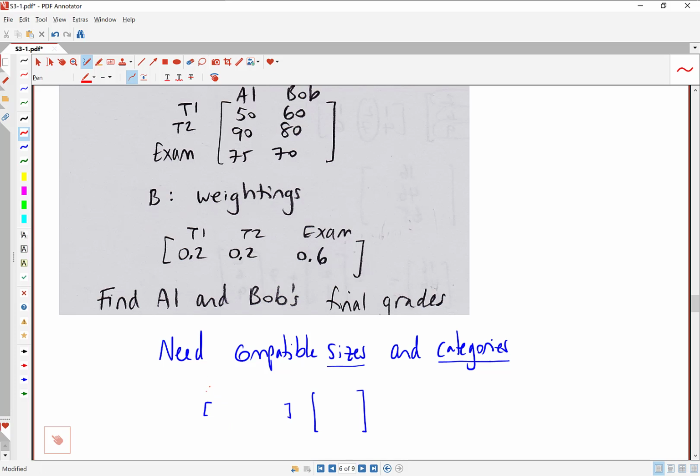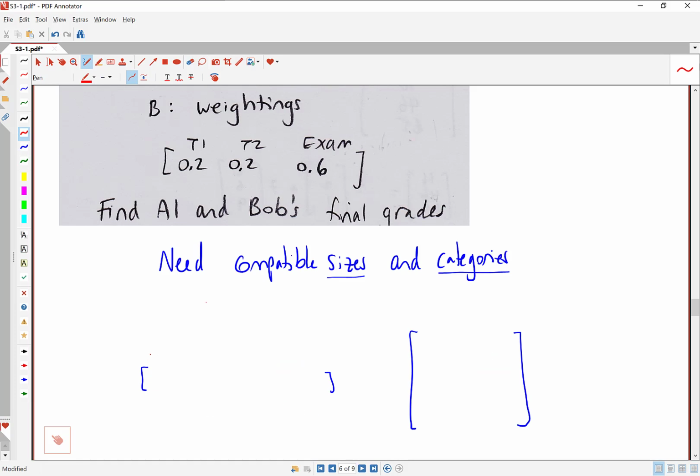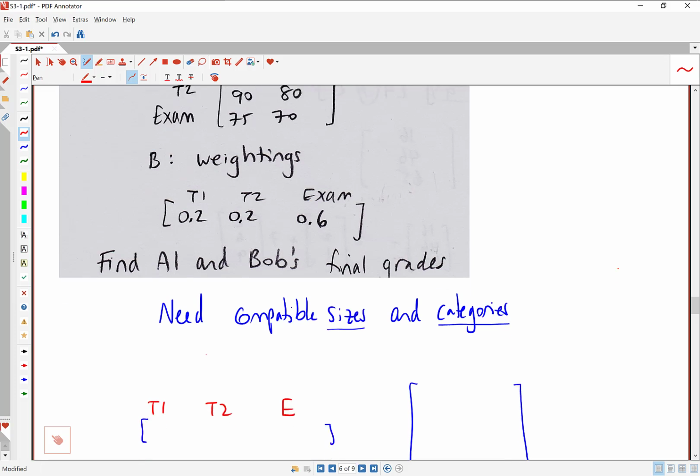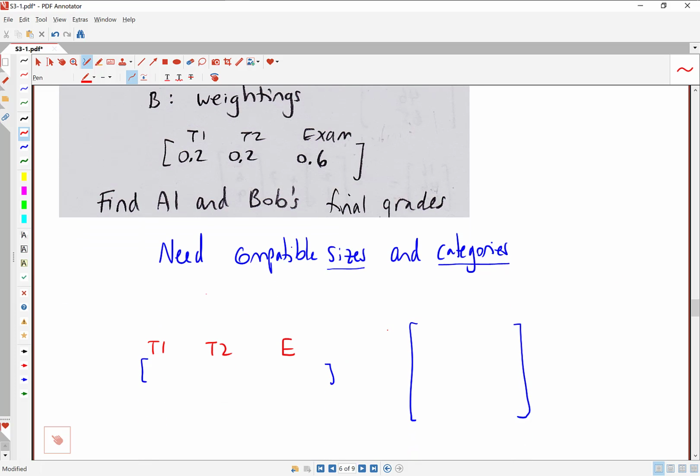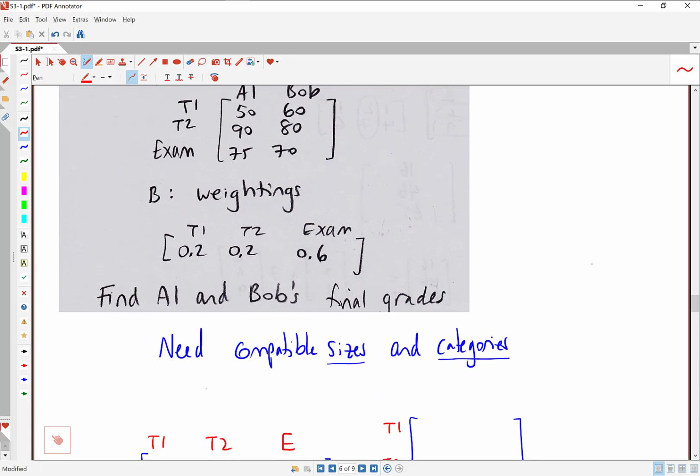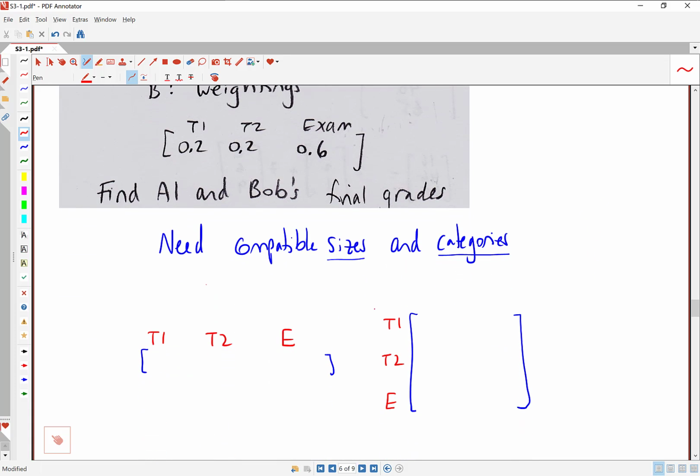So the categories for B, I think I'll write this just a little bit bigger. Categories for B were test 1, test 2, and exam. I'll just write E for exam. And for matrix A, okay, we had the pieces of work in the rows. So the description of what work it was, test 1, test 2, exam. And then in the columns, we had the two students, Al and Bob. So I'll just write A and B.